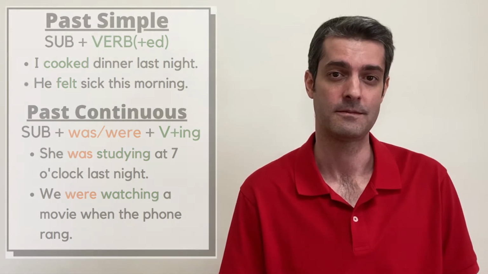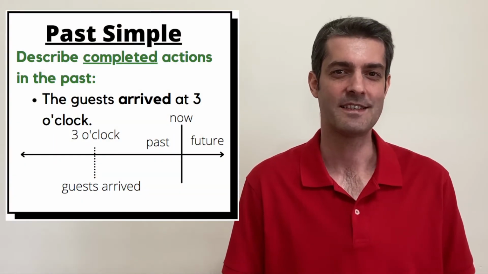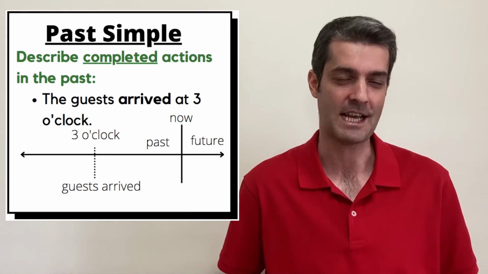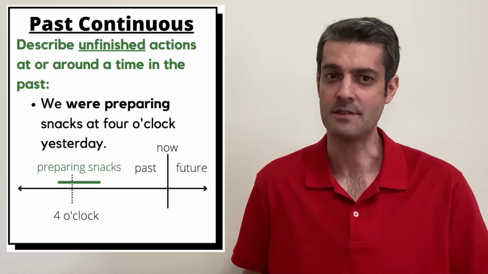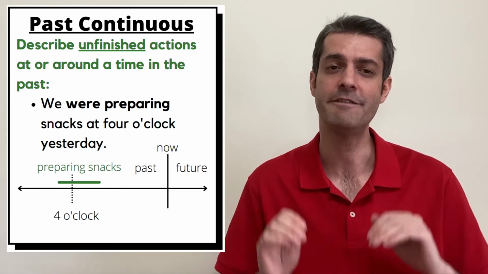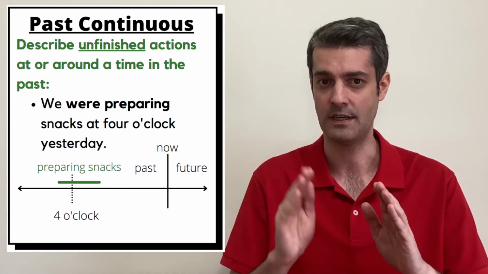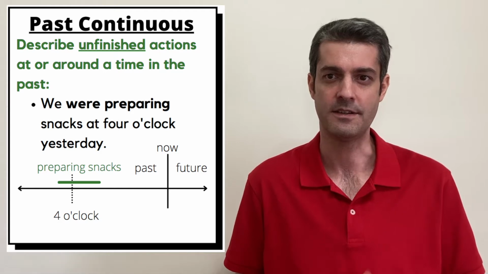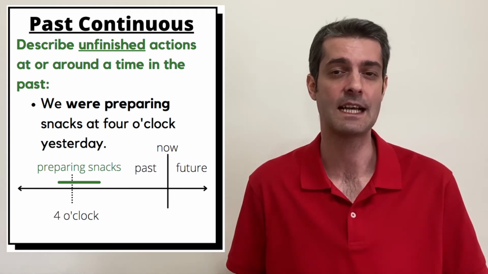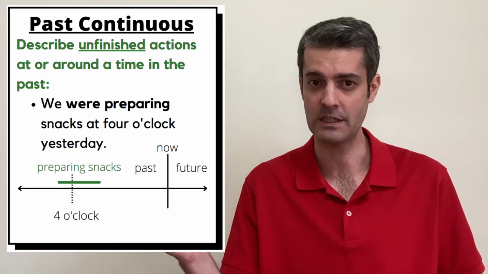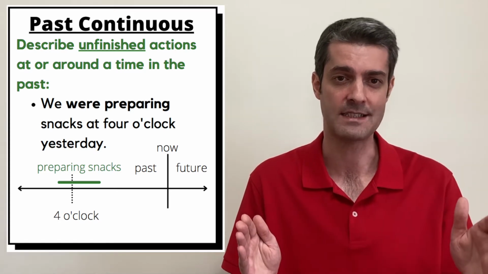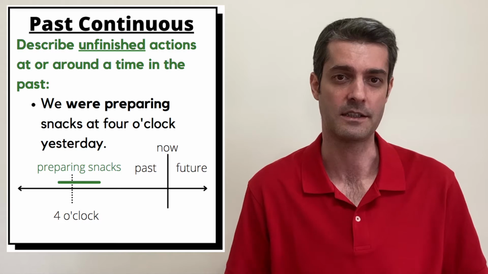We use the past simple tense to talk about a completed action in the past. The guests arrived at 3 o'clock. However, we use the past continuous to describe an unfinished action at or around a time in the past. So this says, we were preparing snacks at 4 o'clock yesterday. We started sometime before 4 o'clock and continued preparing snacks sometime after 4 o'clock.